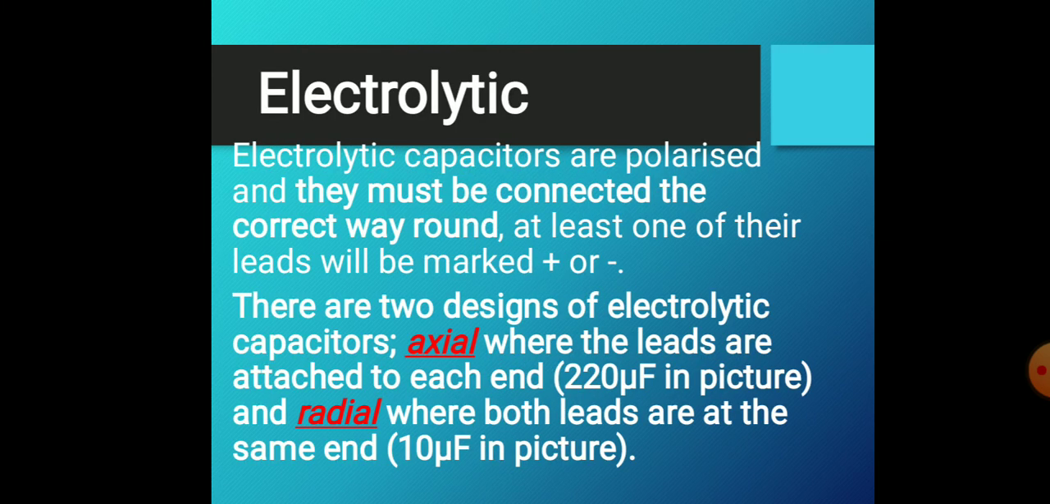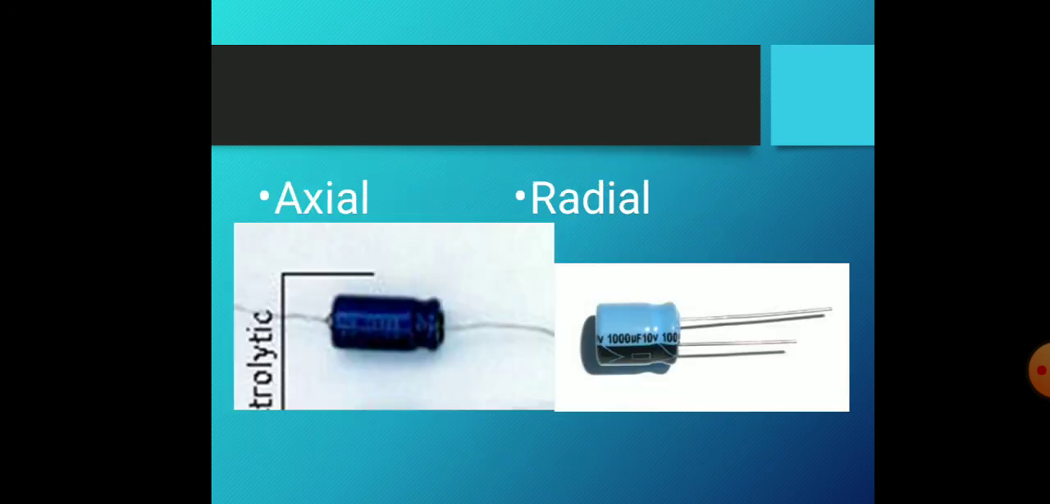So electrolytic capacitors, there are two designs of electrolytic capacitors, the axial and the radial. Later on, I will show you a picture of axial and radial type so that you will know the difference. Okay, so these are polarized, meaning they have positive and negative. So this is the picture, axial on the left and radial on the right. So axial type and radial type. It will tell you which lead is negative or positive.